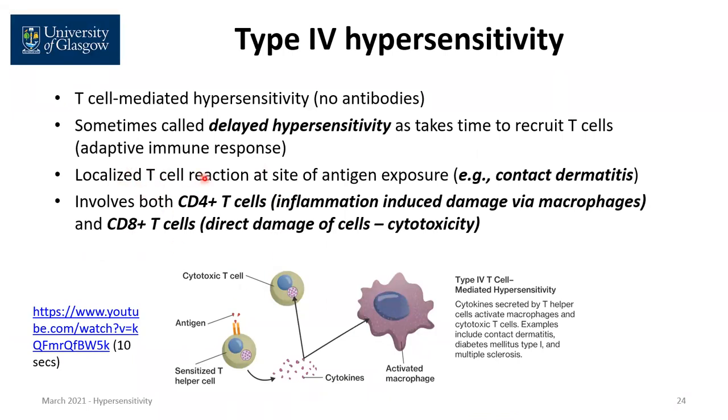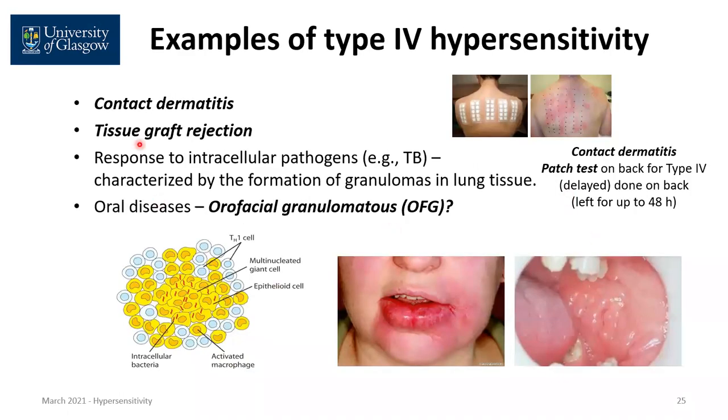Ultimately, what happens is you have a localized T cell reaction at the site of the antigen or the allergen exposure. For example, within the skin, contact dermatitis is a good example of a type 4 hypersensitivity reaction. And it can involve not only T helper cells, but also cytotoxic T cells as well. Basically, a T helper cell will produce cytokines, and these cytokines will instruct cytotoxic T cells and macrophages that are resident within the tissue to drive inflammation. So as I've said, contact dermatitis is a good example. The rejection of certain tissue grafts is another example.